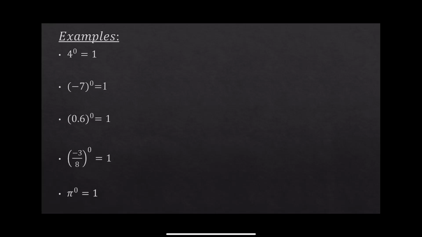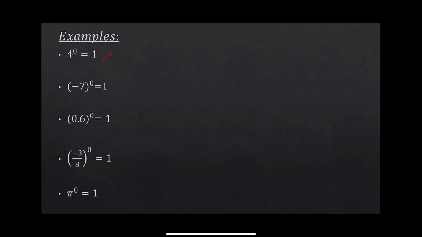So examples here. Any number different from 0 raised to the power 0 will give us 1. So 4 to the power 0 will give us 1. Negative 7 to the power 0, and be careful, negative 7 between two brackets is equal to 1.